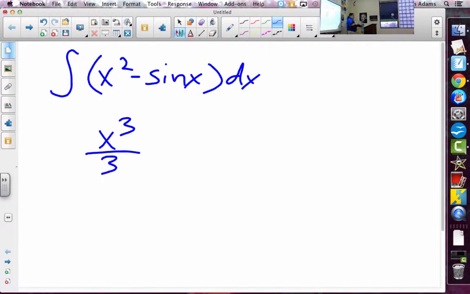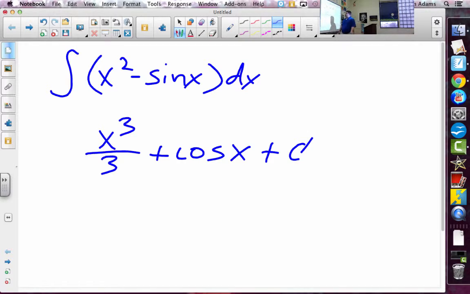Because if I take the derivative of that, I toss the 3 to the front, then that gets divided by 3, and then I subtract one from the power. So this is the antiderivative for x squared. Now to get negative sine, that's the derivative of positive cosine of x. And since we do not have an upper or lower boundary or limit, this is a family of functions. Since they didn't give me a point, and they didn't ask for a particular solution, that is the antiderivative. And that's pretty much it for example number 1.